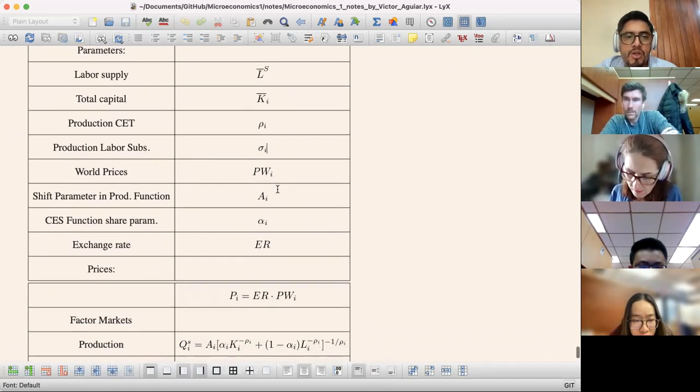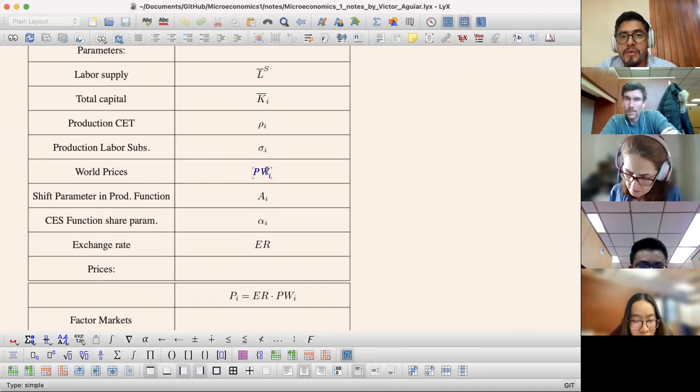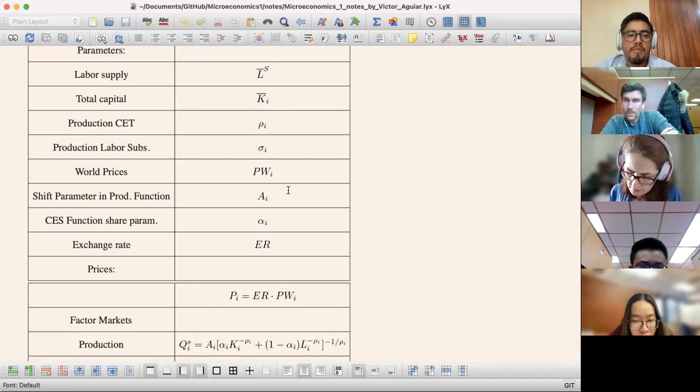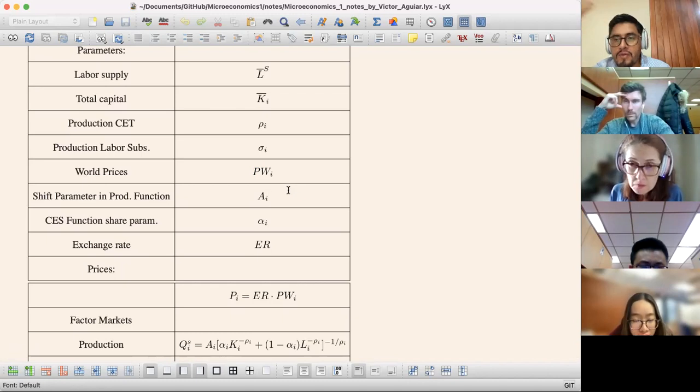Production labor substitution, world prices. So remember, this is a small open economy. It takes as given the world prices. Then a shift parameter in the production function. So this is another parameter that helps you equate the production function to whatever data you have in the economy. So this will allow me to scale the production function to achieve a calibration of any output I observe in the data. Then a constant elasticity of substitution, share parameter alpha i, and then the exchange rate.